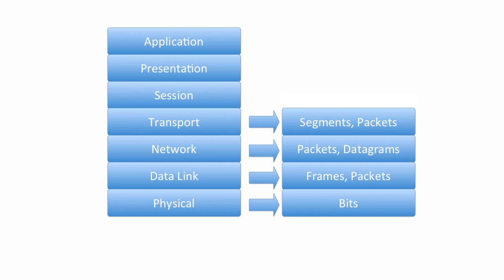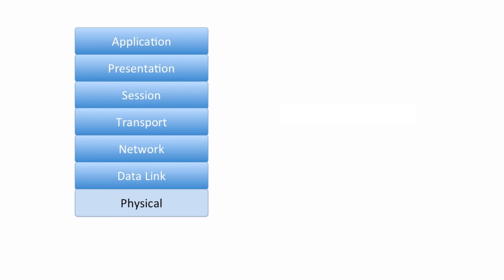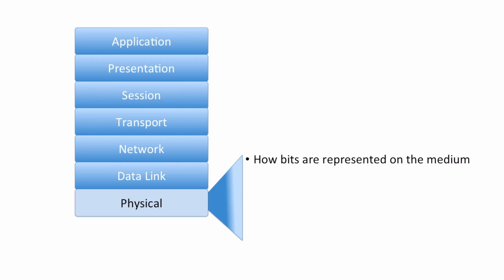Now, let's jump in to the first layer, layer 1, the physical layer, and think about some of the responsibilities of the physical layer. One responsibility of the physical layer is we determine how bits, ones and zeros, are going to be represented on the medium. And again, if we had copper cabling like unshielded twisted pair, the presence of voltage might be a binary 1, the absence of voltage might be a binary 0.